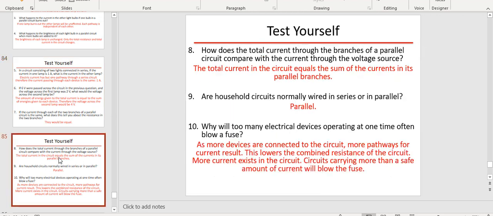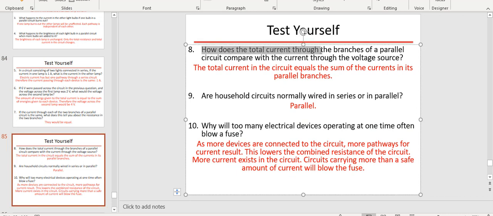How does the total current through the branches of a parallel circuit compare with the current through the voltage source? Okay, different things here. Talking about the battery and talking about through the parallel circuit itself. The total current in the circuit equals the sum of the currents in its parallel branches. So whatever's kicking out of the battery, you add them all up, it should total the same.